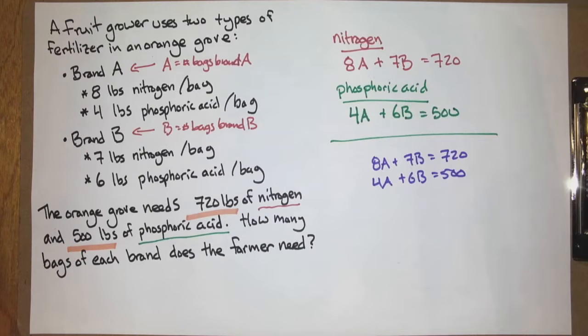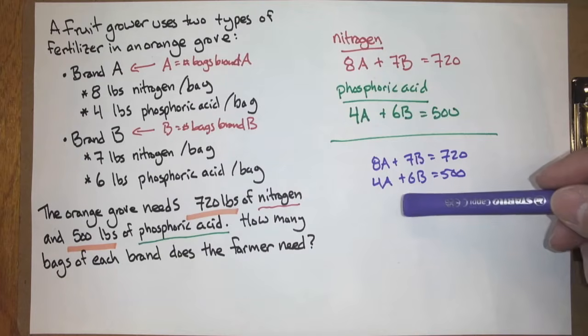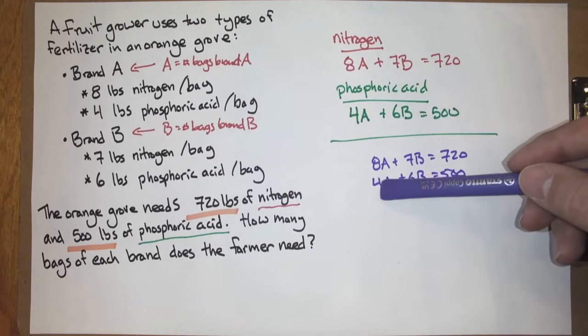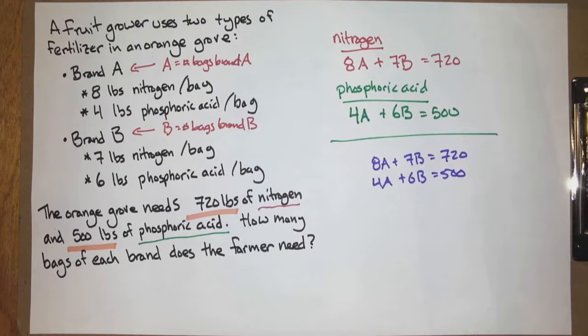We're trying to somehow combine these 2 equations so that when we put them together, we cancel one of the variables. We eliminate a variable. So, would you rather try to cancel an A or try to cancel a B? A. A looks pretty safe in this because what's in front of the A's are close: 8 and 4. What's in front of the B's, 7 and 6, not quite as close.